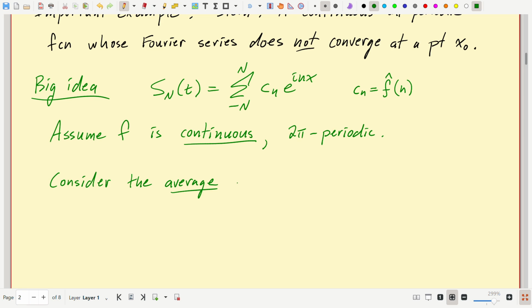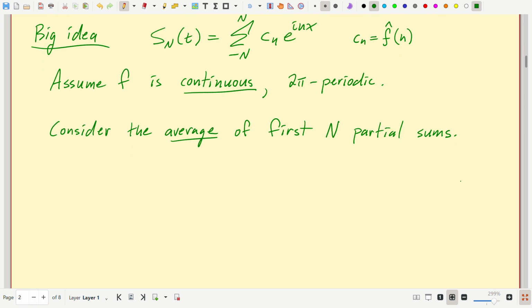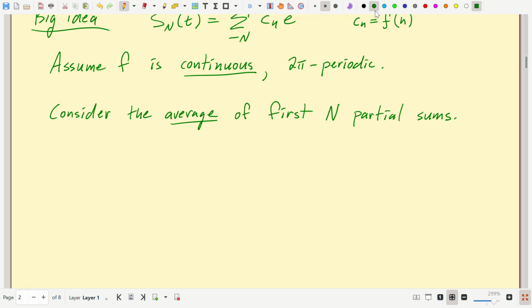Of the first n, first capital N partial sums. Partial sums. Let's see what I'm going to do. When you do the first n, you're going to get, let's call this sigma n of t, going to be, let's see, the first one would be S sub 0.